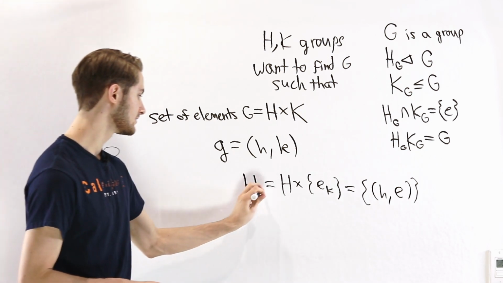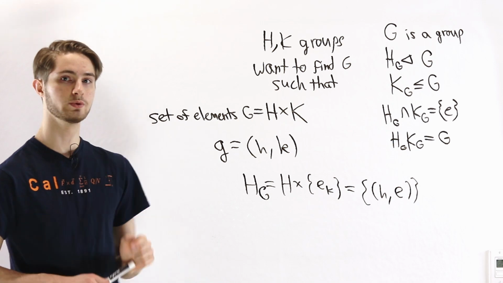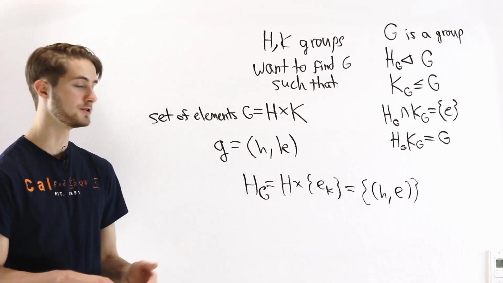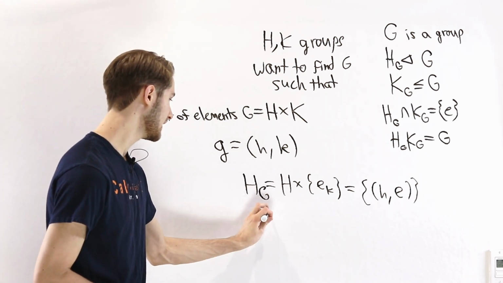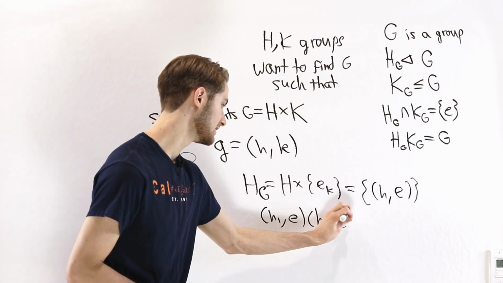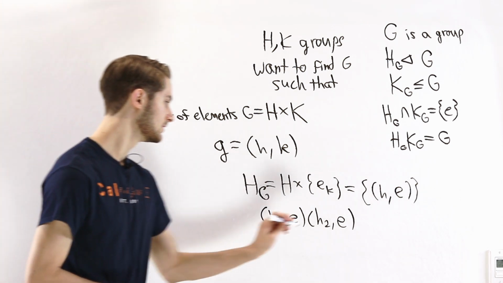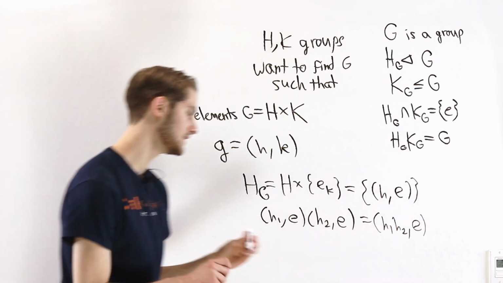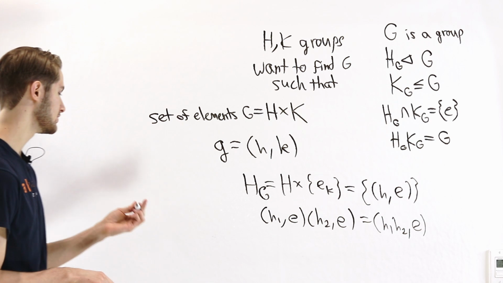Now, we want this, H sub G, in our larger group, to work the same way as the original H. It needs to be isomorphic to H. And in order for that to be true, the elements need to multiply the same way. So if we have (H1, E) times (H2, E), this needs to multiply the same way as in the original group. We can just say that the product is (H1 H2, E). So that gives us our group law when we're just multiplying elements in H.